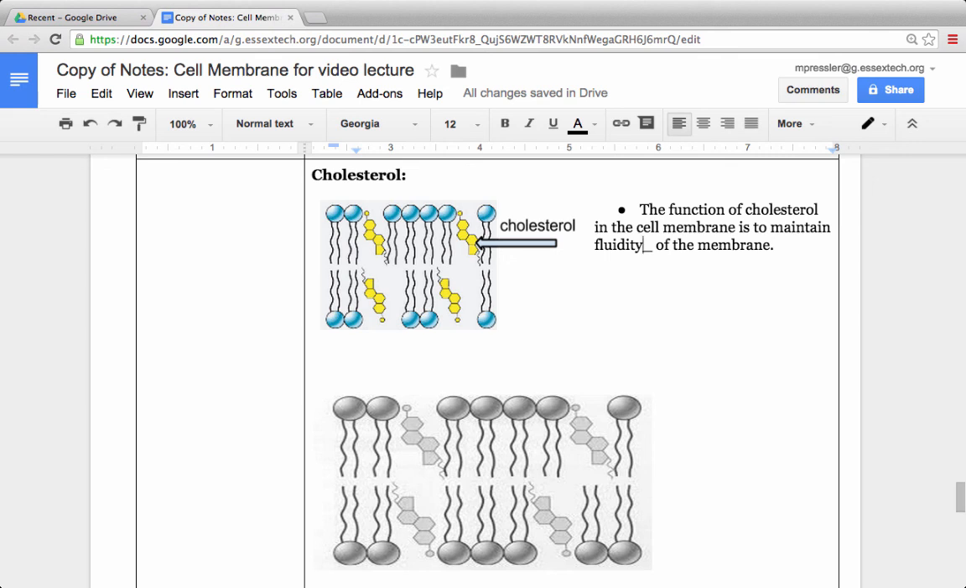If the cell membrane was just a solid, nothing would be able to go across the membrane. Nothing could go in, nothing could go out. But by being fluid, the things can get across the membrane. Fluidity is an important characteristic. Cholesterol maintains that fluidity. Cholesterol is easy to identify because it looks like honeycomb.